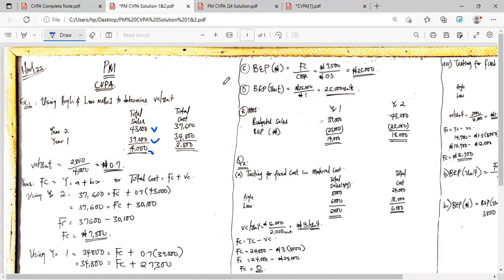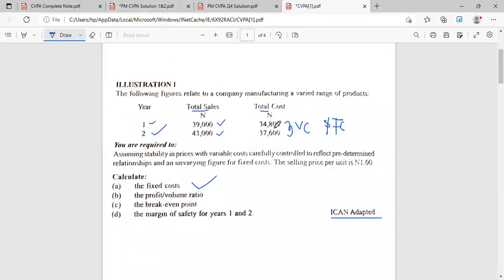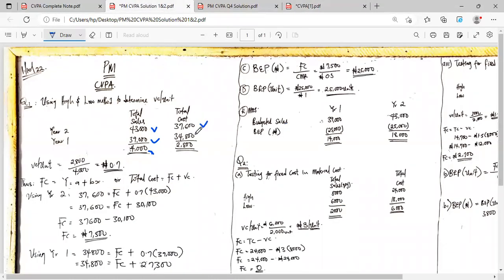For total costs, let us check that one. The highest here is 37,000 and the lowest here is 34,800. Once you subtract, you get 2,800. That is the concept of high and low method: pick the highest and the lowest from the total sales, and the same from the total costs, then subtract the lowest from the highest, more or less like you are doing range, highest minus lowest, in statistics.